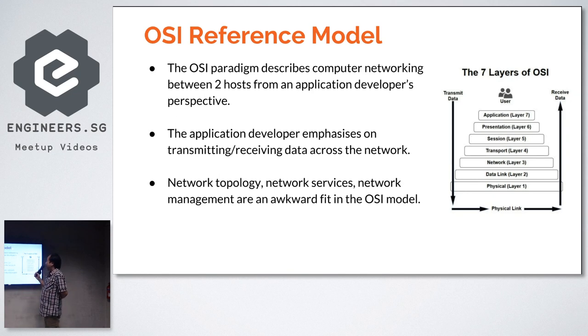So SDN does not use the OSI model because the OSI model is not applicable. SDN is an alternative way to describe the architecture for a computer network. Sorry, can you elaborate on the last point?